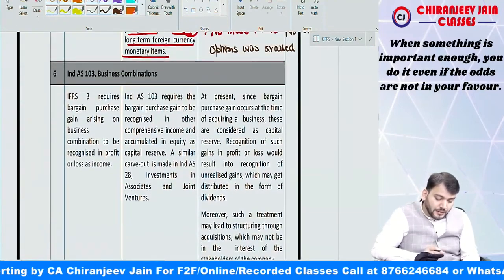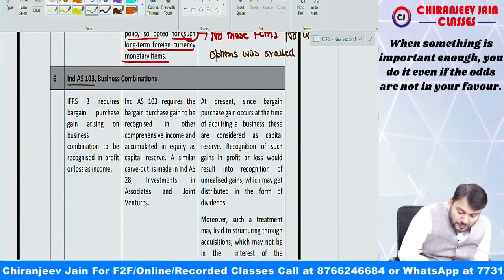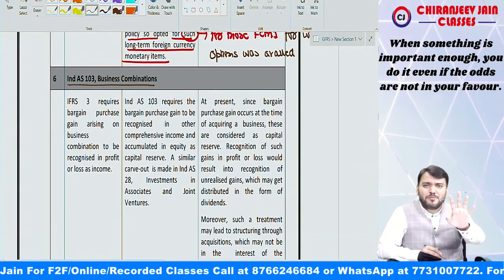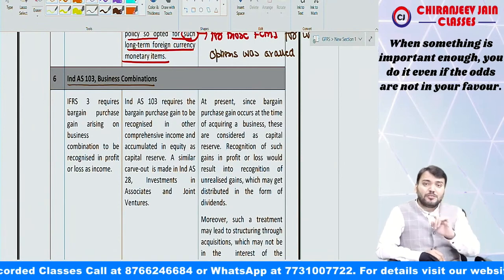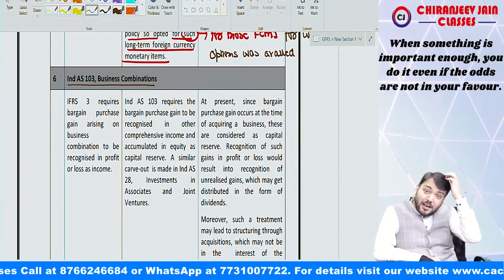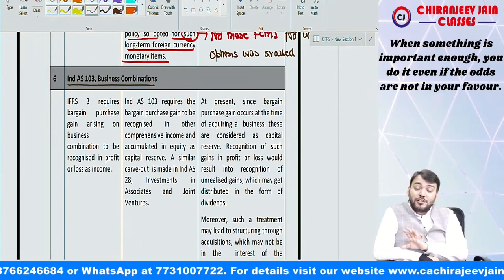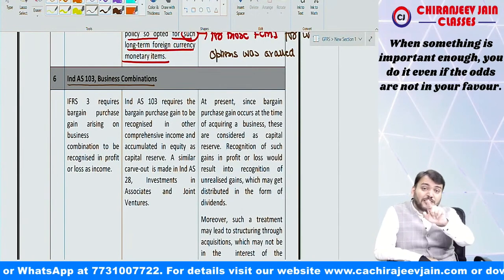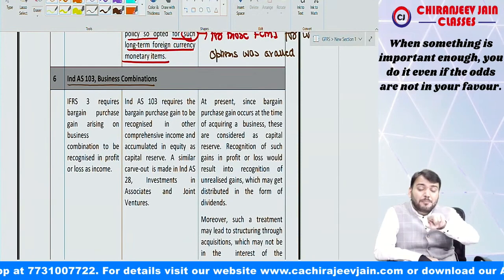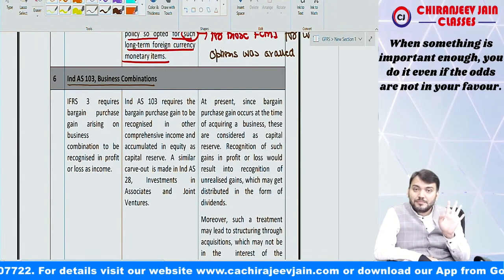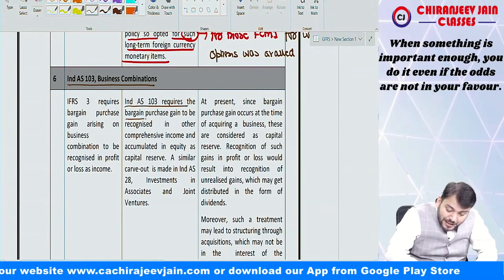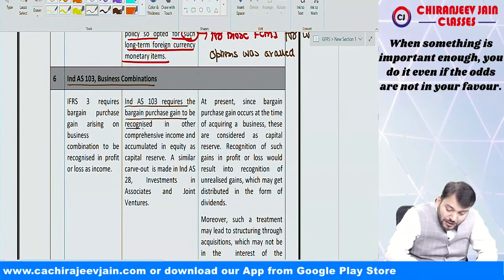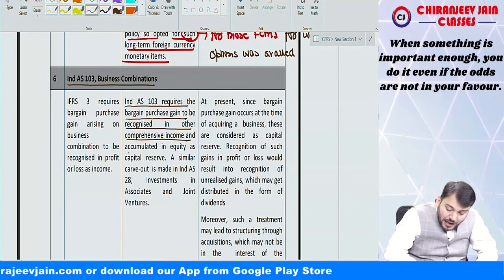Yes sir. Then point number 6, Ind AS 103 business combination. We are done with first time adoption, Ind AS 101. Now we are coming to Ind AS 103. Under Ind AS 103, whenever there is a gain on bargain purchase, that gain will be transferred to OCI and accumulated in a separate component of equity, that is capital reserve. You remember this point? So Ind AS 103 requires that bargain purchase gain be recognized in OCI and accumulated in equity as capital reserve.